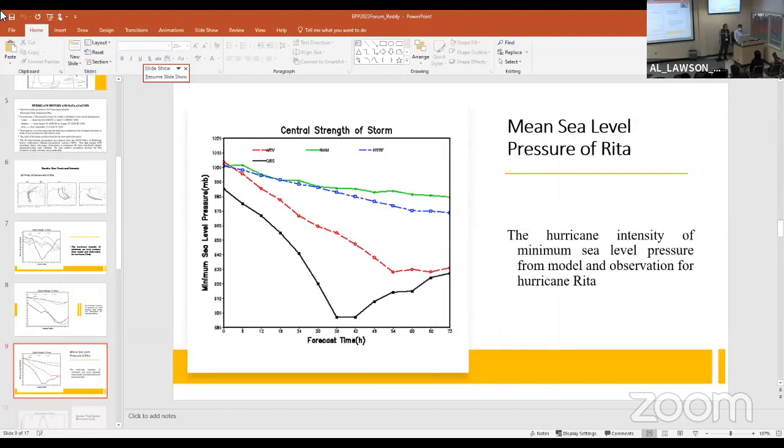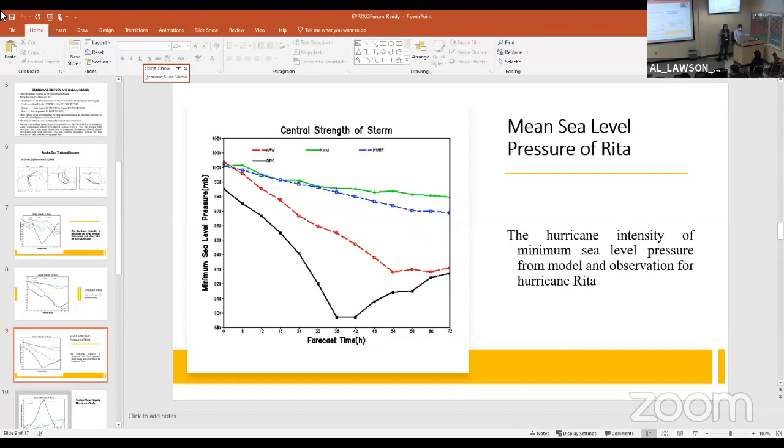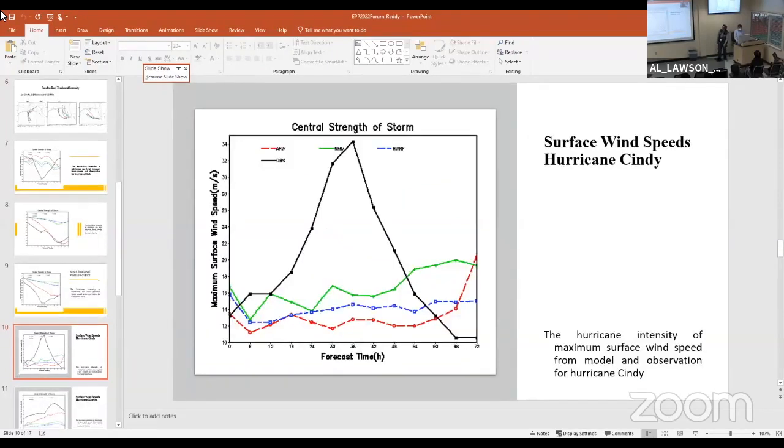Next, and this is Rita. I think it's Rita, and again, the LW is best. But all of those are under predicted. Here is the surface maximum wind. You can see how different our simulation is from the observation. So that's why I think a lot of things are associated with the physics inside of the model.